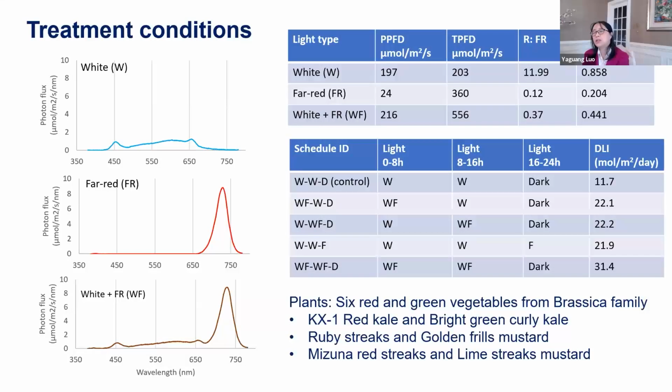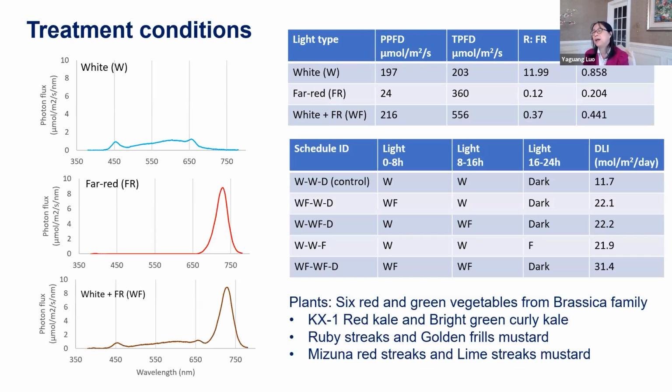Here are our treatment conditions. We used white, which is W. F is for far red. WF is for white plus far red. And D is the dark period. And then we used 8 hours as each segment.